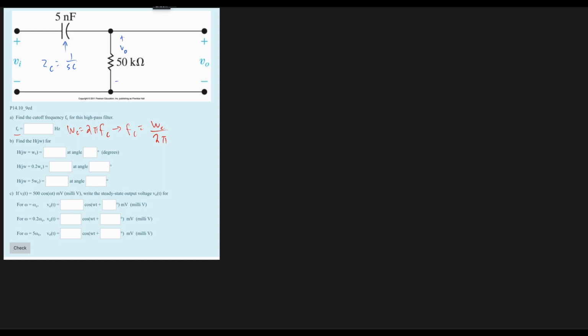We need to now find our omega C. Well, we know that H of S is equal to V0 over Vi. We're going to use the voltage divider method. So we're going to have V0 is equal to Vin, and then we're going to have the resistor over the resistor, and this is 50 kiloohms. And then we're going to have that resistor plus the other impedance, which is 1 over S times C. Now, we can't have an S and a C in the denominator.